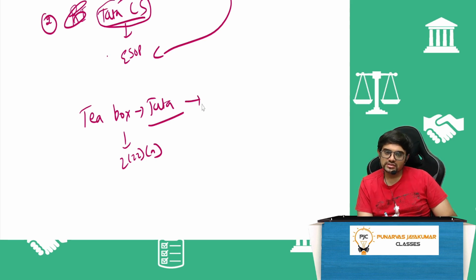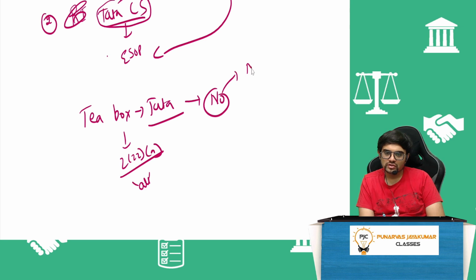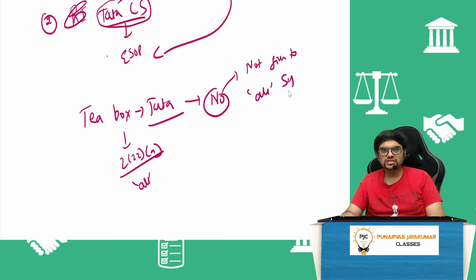So guys, no. Why? As per 222A it says, any distribution to all the shareholders. Now tell me, are they giving it to all shareholders? No. Not given to all shareholders. It's only given to those who actually come for the meeting. If you don't come, you'll not get a tea box.